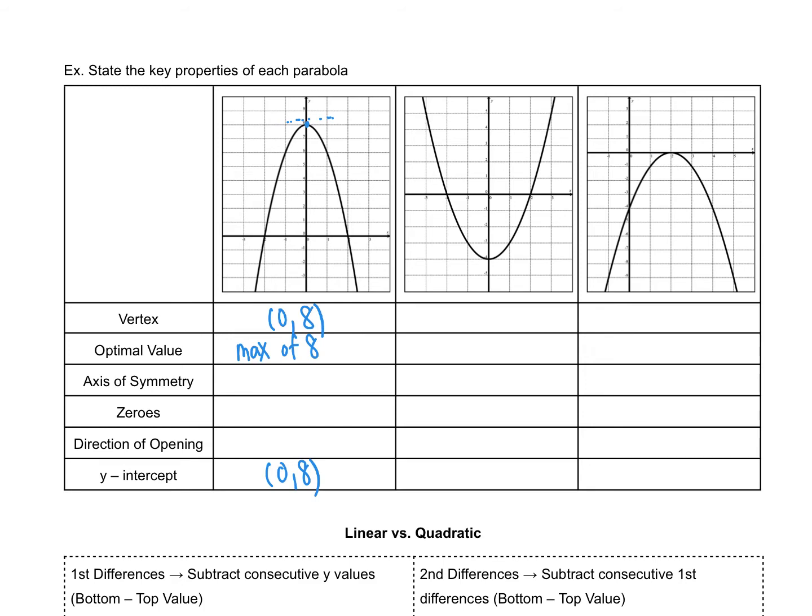And in terms of the axis of symmetry, the y-axis is actually our axis of symmetry. And we're passing through 0 on the x-axis. So x equals 0. The x-intercepts, or the zeros, are symmetrical in that one of them is -2. So -2, 0, and the other is +2, 0. And this opens down again, like the previous one, because if I were to put arrows, I'm going in the down direction.